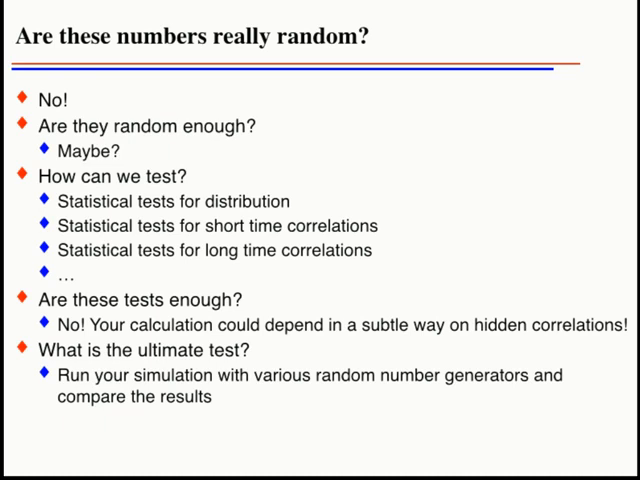So an important take-home message: when you use random number generators, it's always a good idea to try different generators and different seeds, to see if the result is really influenced by the choice of the random number generator. If your result is always the same, then you could say it's a converged result. It doesn't depend on that choice.